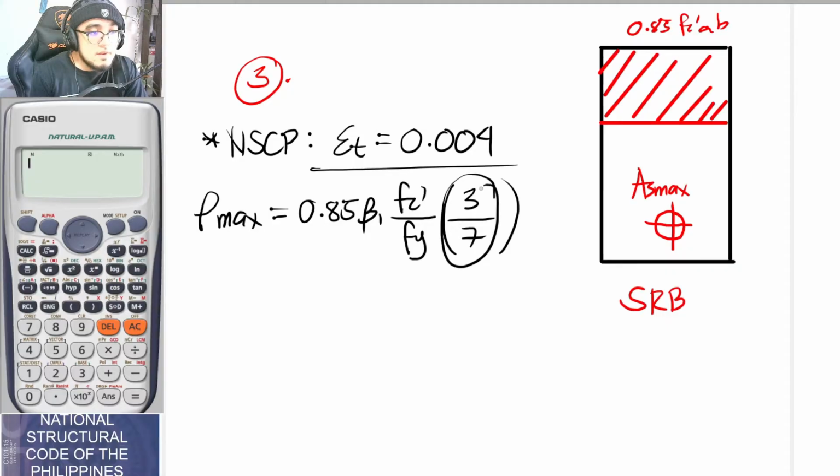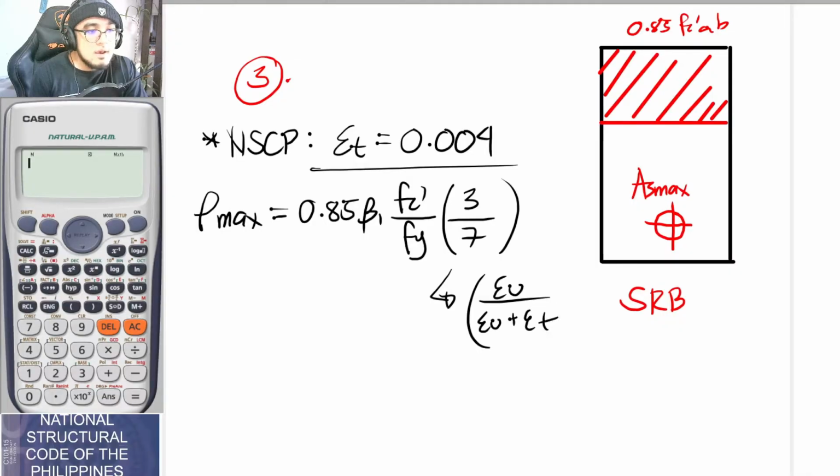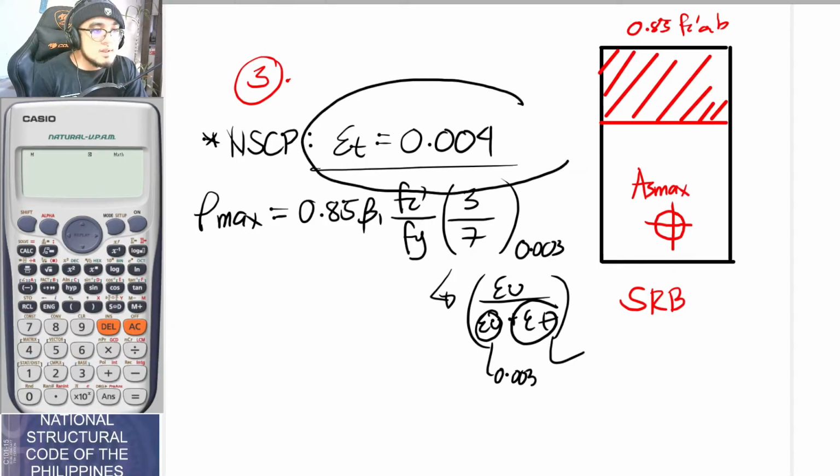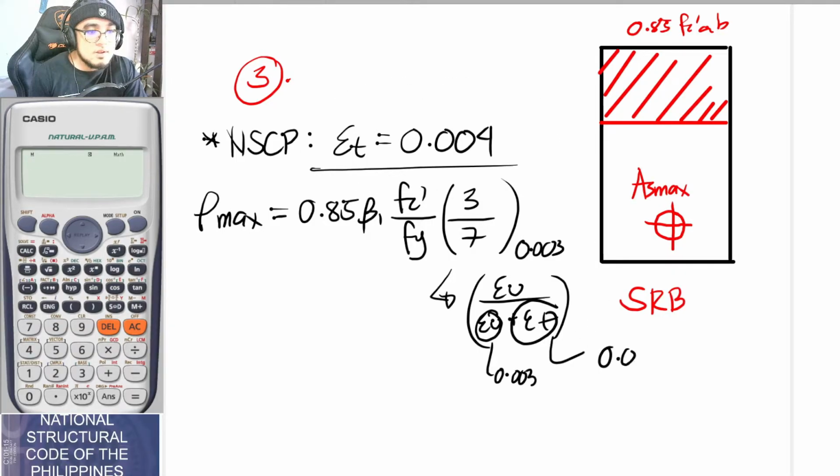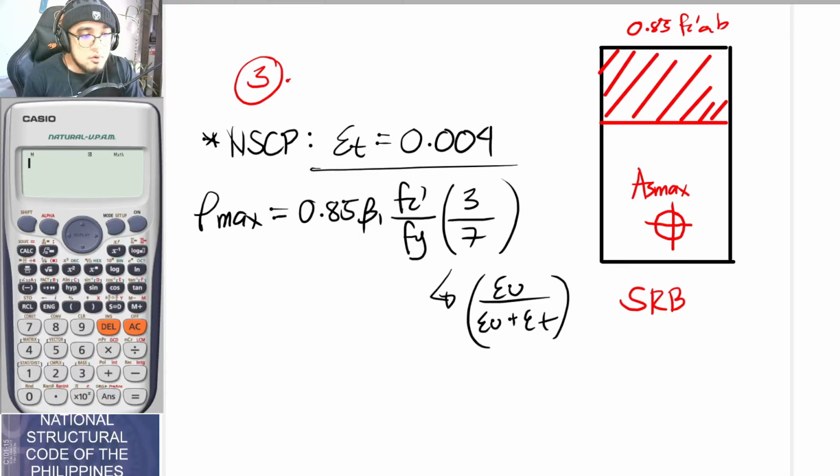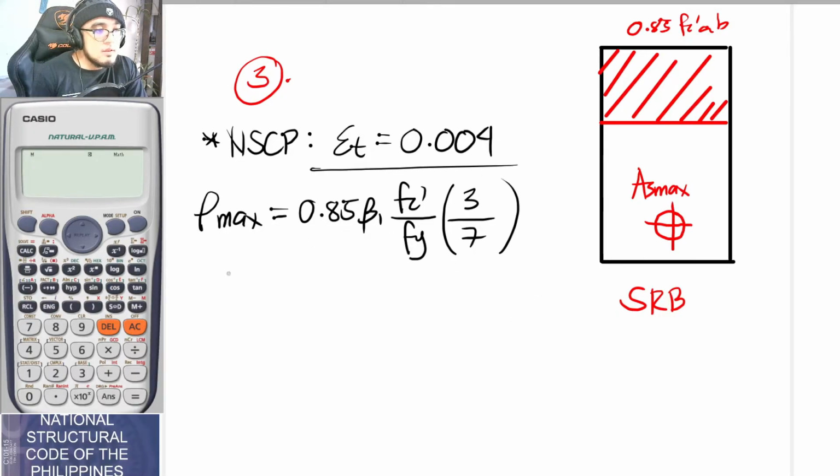And this 3 over 7, of course, came from this equation. So that is to be strain u divided by strain u plus strain t. And once again, our strain u is equal to 0.003. And for your strain t, it is basically this. So that is to be 0.004. And simplifying that equation, you will now arrive at 3 over 7. Okay, so if you want to know more about that derivation, just rewatch our previous videos. Okay, so that is one rho max.